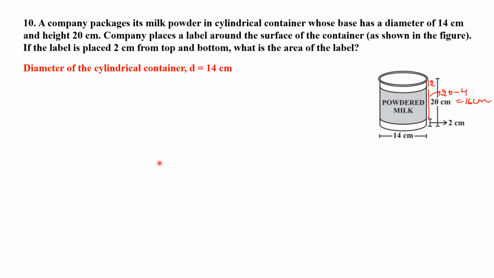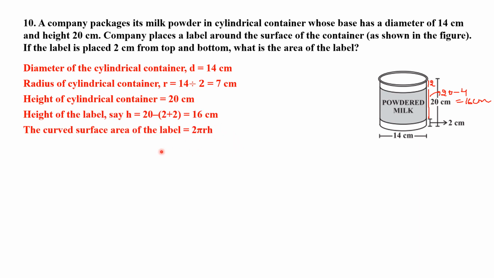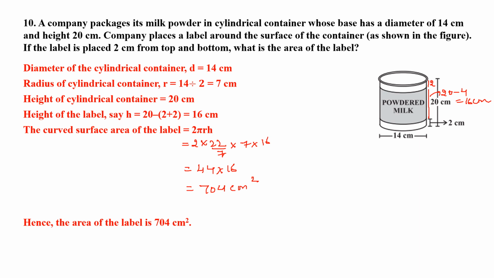And then you have to find the lateral surface area, isn't it? So let's find it. Diameter is given as 14, so radius will be 7. Height of the cylindrical container is 20 centimeter. Now complete height is 20. You have to find the height of the label, which will be 20 minus 4, which will give me 16 centimeter. Now curved surface area of the label will be 2 pi r h. And if I put the values over here, it will be 2 into 22 by 7 into radius 7 and height 16. And from here I can write it is 44 into 16, which will give me 704 centimeter square. So the area of the label is 704 centimeter square.